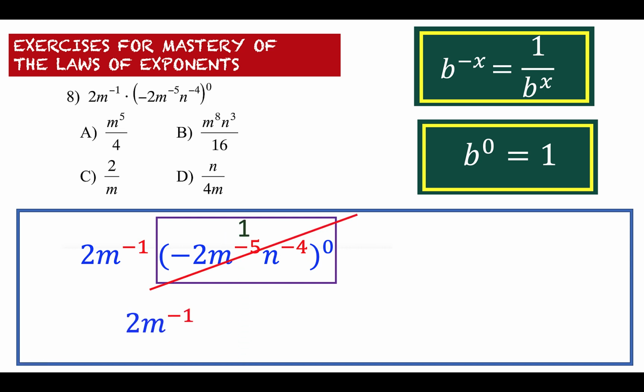Then simplifying, we just copy this. Then we have a negative exponent, so we apply the conversion from negative to positive exponent. This m raised to negative 1 becomes the denominator, m raised to positive 1. So our answer is 2 over m, which is letter C.